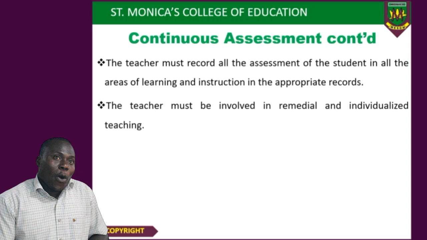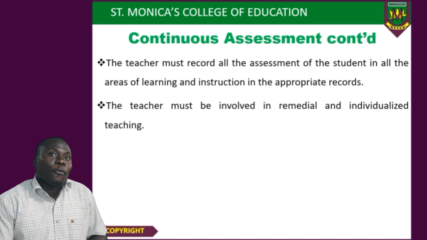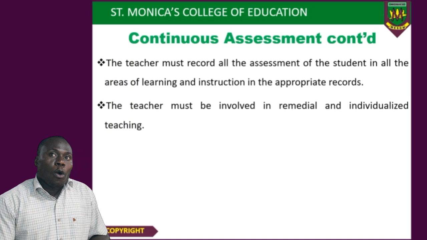So as a teacher, when you do continuous assessment, you know the people who follow a particular lesson or who did well in a particular lesson or a particular unit. So you bring them out from the majority of the students and start to do some remedials for them. Or you target individuals who did not do well in a particular area.